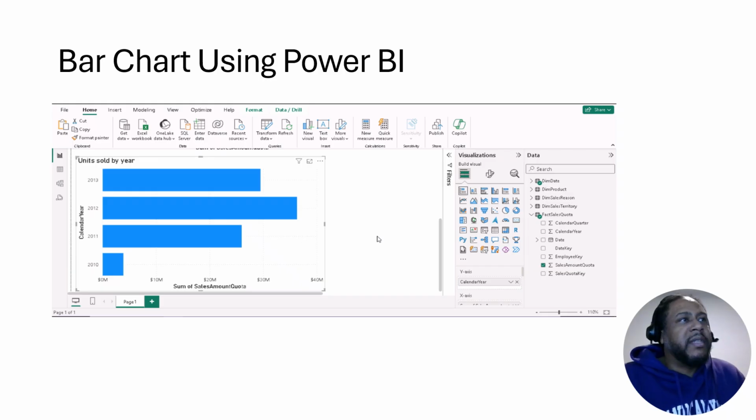This slide presents a bar chart visualizing units sold by product name using Power BI. Each bar represents the total units sold for an individual product based on the sales quota data. The visualization shows that sales are spread relatively evenly across different products, suggesting stable demand rather than reliance on one single product. This insight helps management understand product performance and supports decisions related to inventory planning and product strategy.